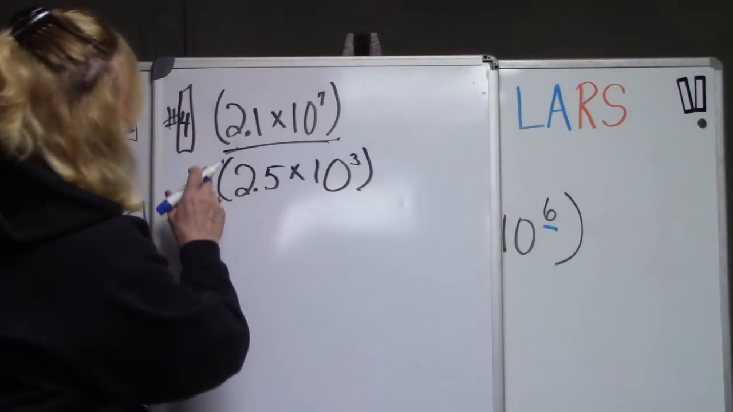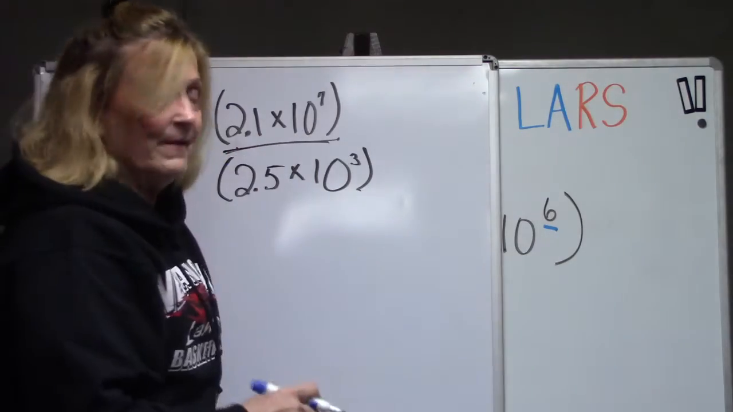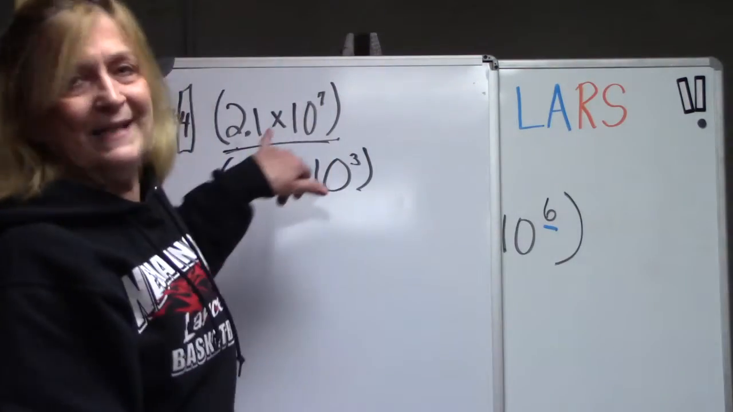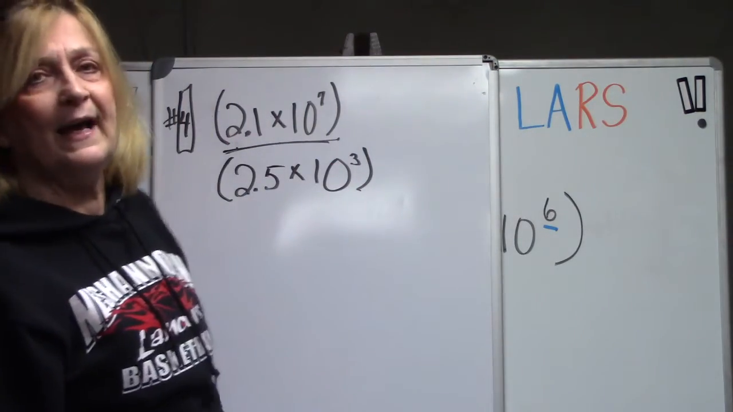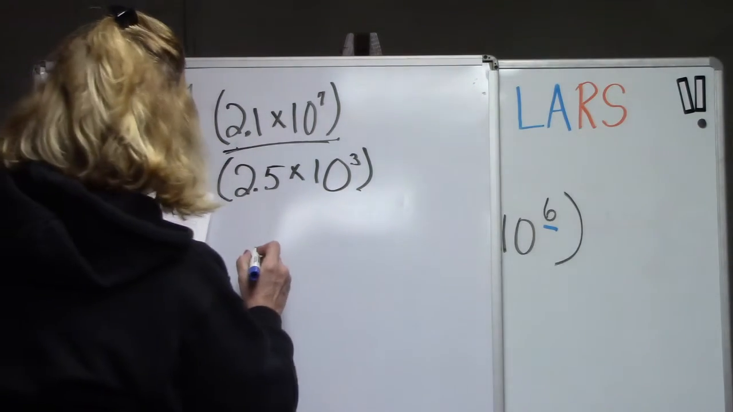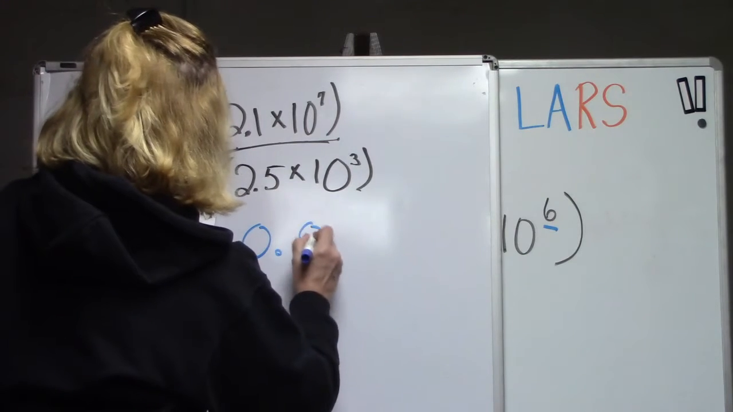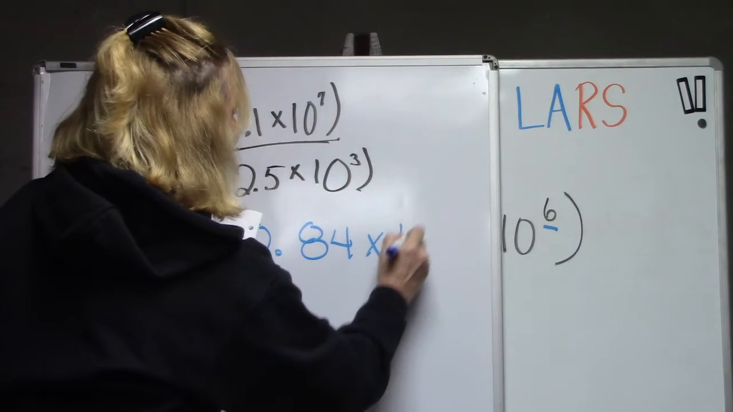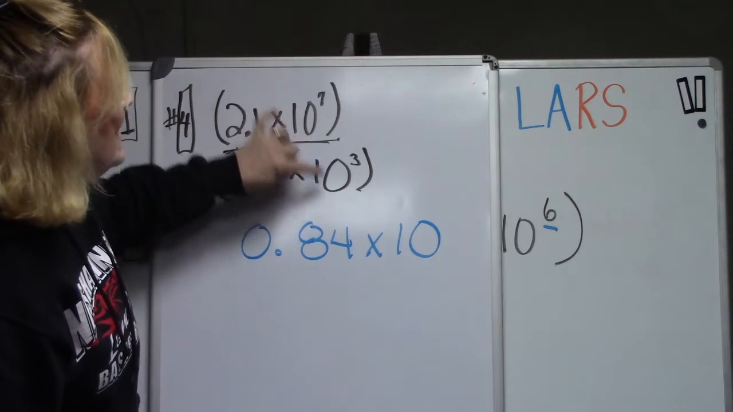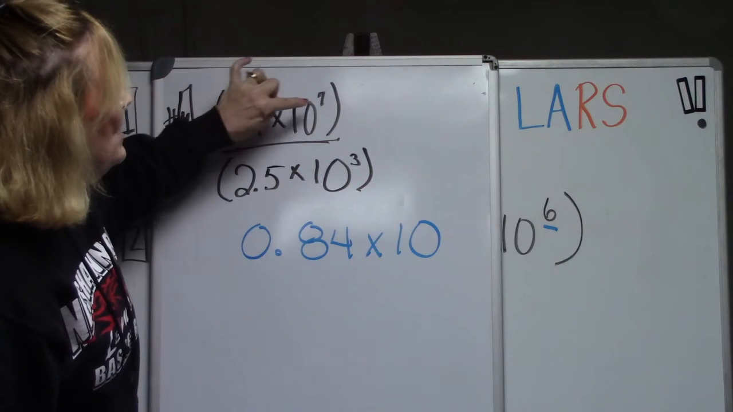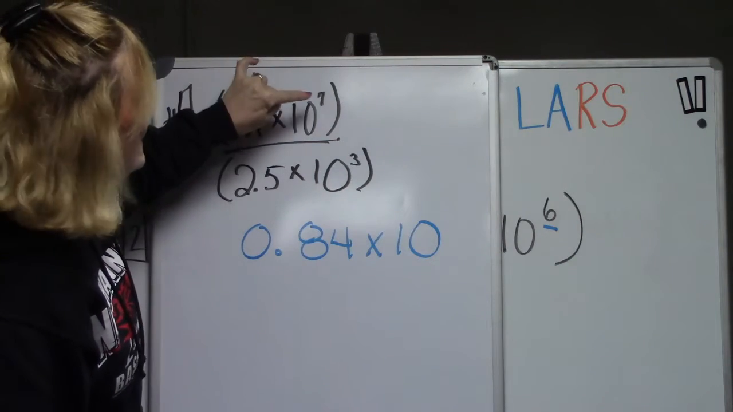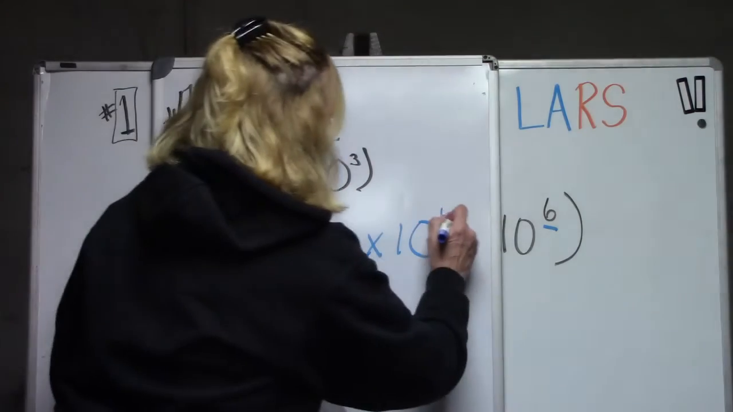All right, let's look at the next one. I have 2.1 times 10 to the 7th over 2.5 times 10 to the 3rd. And we know that means divide. It's a fraction. We know it means divide. So we divide 2.1 by 2.5 and we get 0.84 times 10. Exponent bases are the same. Same bases, both 10. So, since we're dividing, we subtract the exponents. 7 minus 3 is 4.